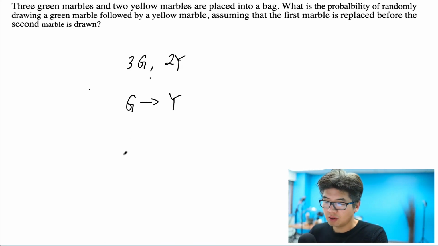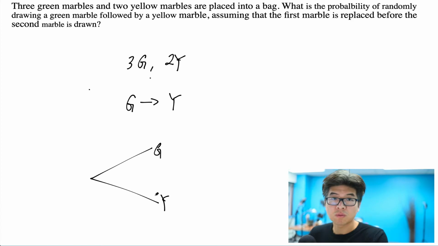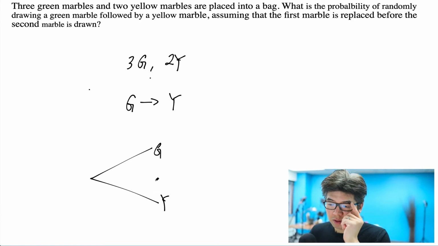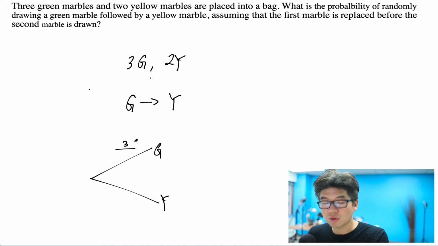Okay. So when you pick out a marble, it's either going to be green or yellow. That's the only two possibilities, right? So what is the probability of picking out a green when you first pick one out? Well, it's 3 out of total of 5. What about yellow? Well, it's 2 out of 5. Note that together they add up to 1.